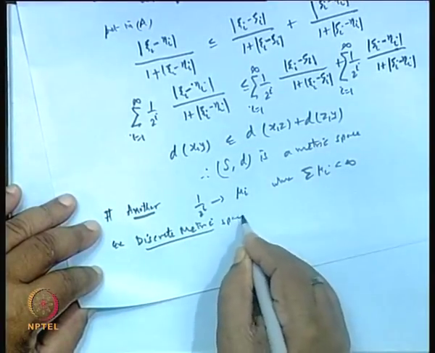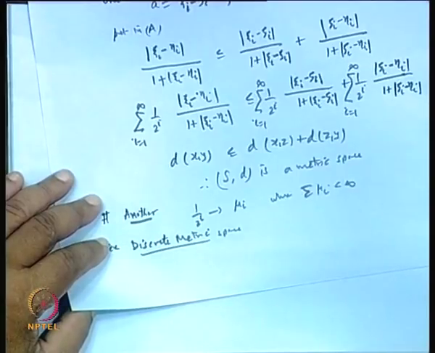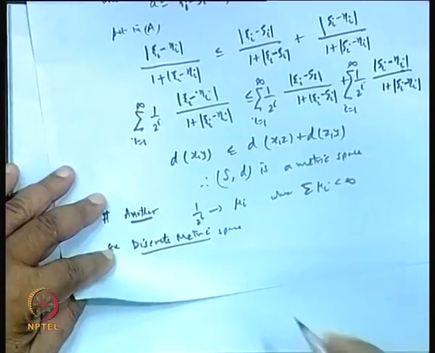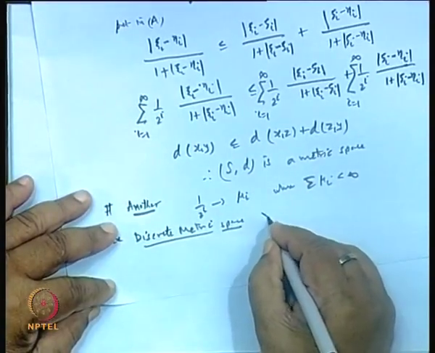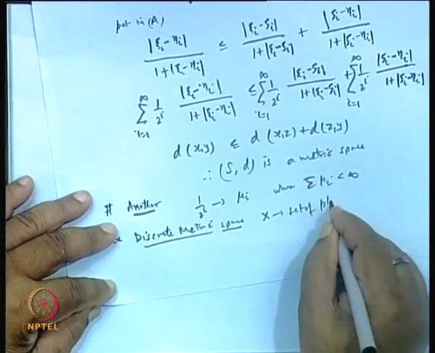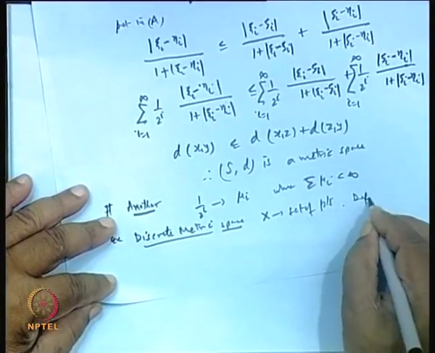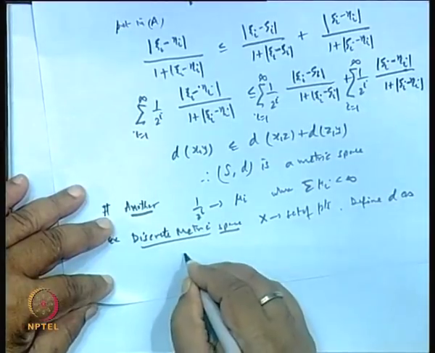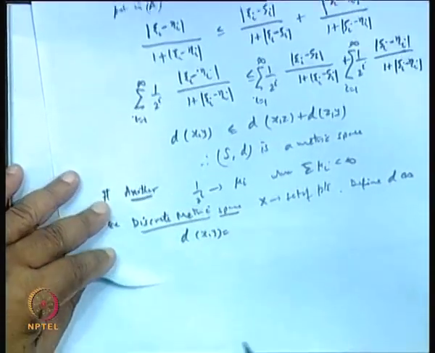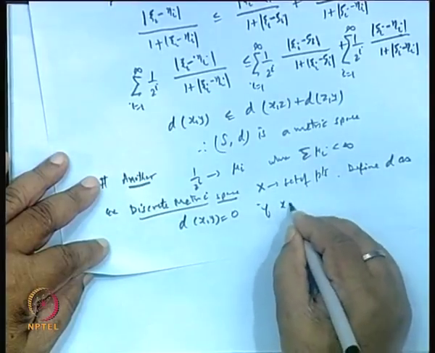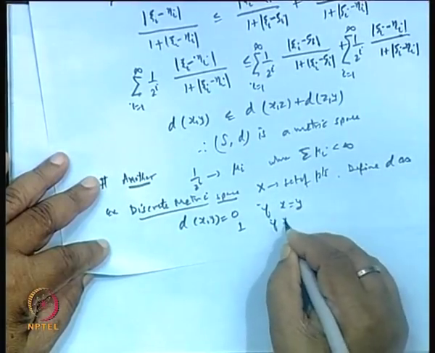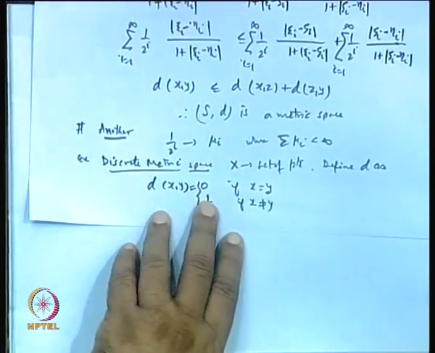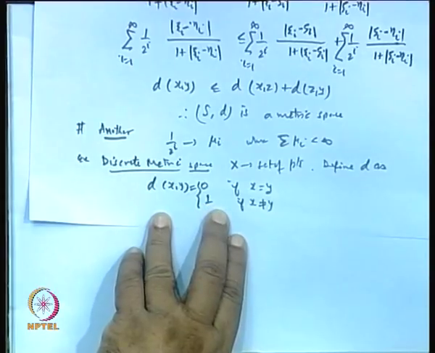space. Here we take X to be the set of all points, and define d as d of x y equal to 0 if x equal to y and 1 if x is not equal to y. Then this is a non-negative real valued finite quantity.